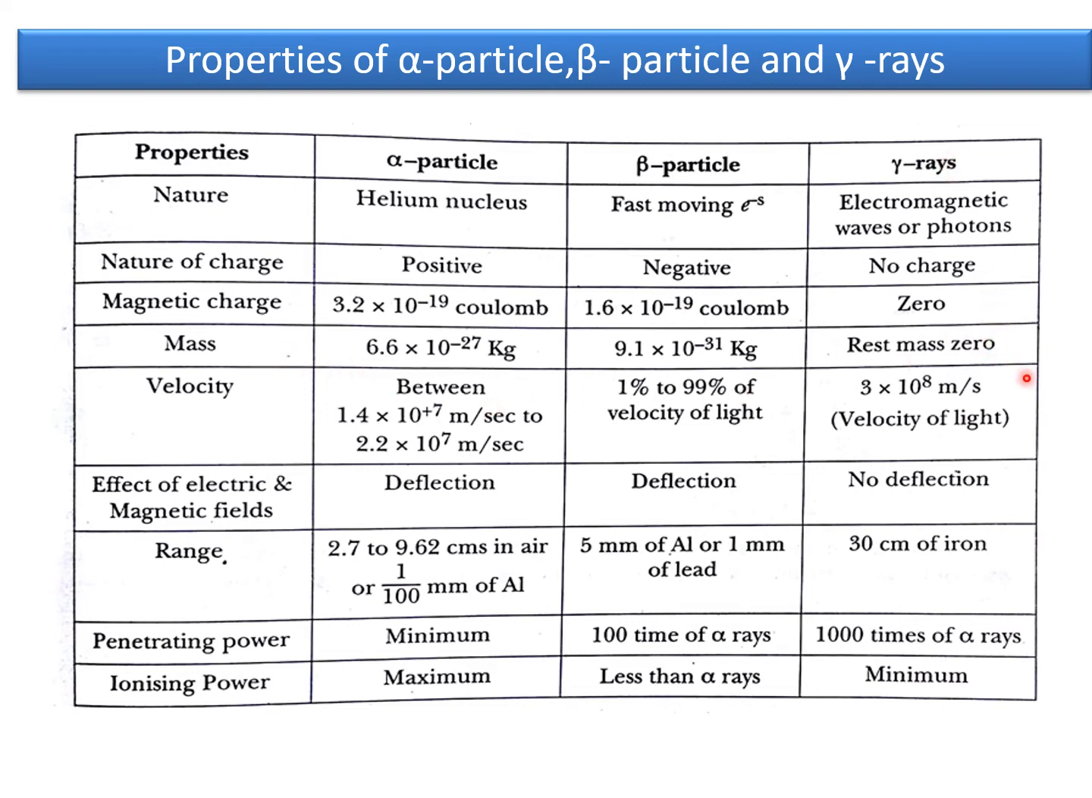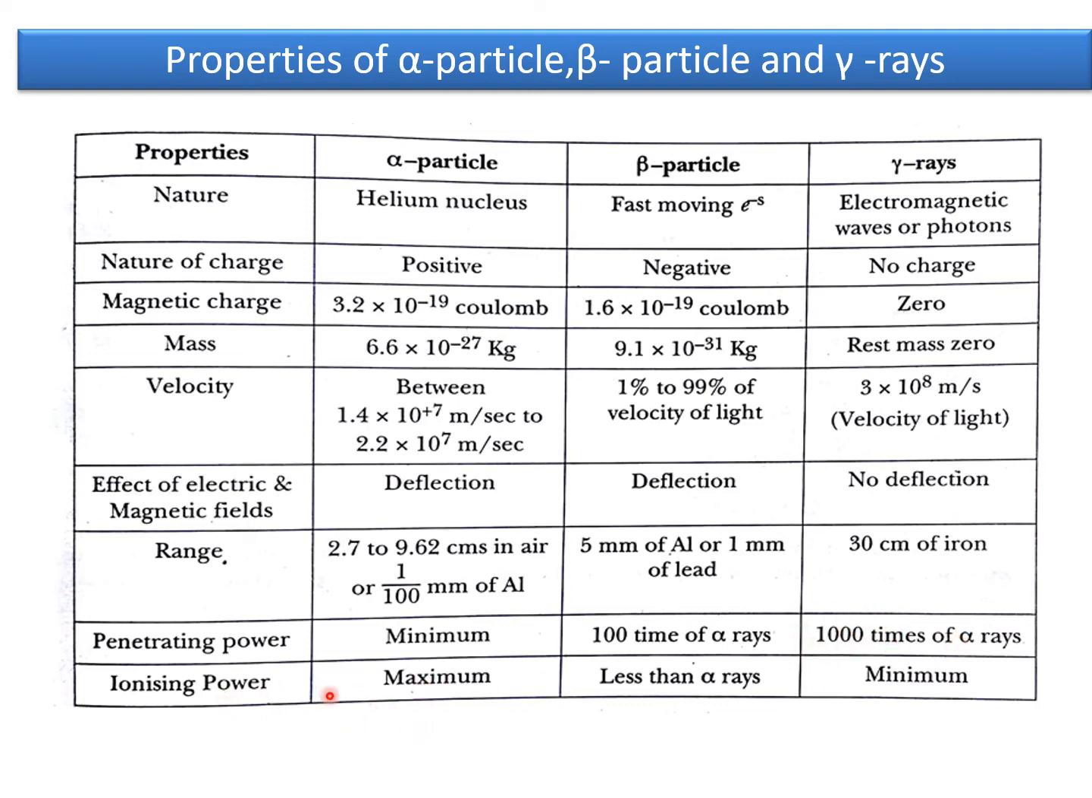Mass is also mentioned here. These are the various parameters we discuss. This is the range. The alpha particle has a high mass, therefore its range is less as compared to beta and gamma. The penetration power is minimum for the alpha particle because it has a heavy mass and therefore its speed is less, but the beta speed is 100 times more, therefore its penetration power is also more. Gamma rays have a very high speed, therefore their penetration power is very high.